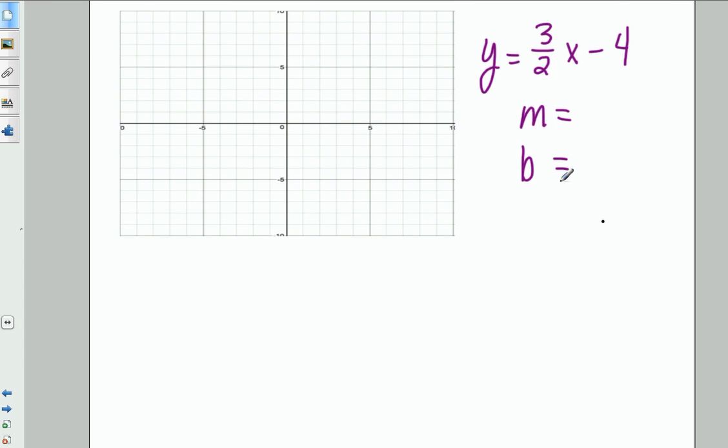Now, Jose Juarez, can you tell me exactly what the M and the B are in that form? What's the M? And why can you tell me that? Yes. Y is all by itself, isn't it? If y is all by itself, the slope is in front of the x. The y-intercept is the number by itself, alone.